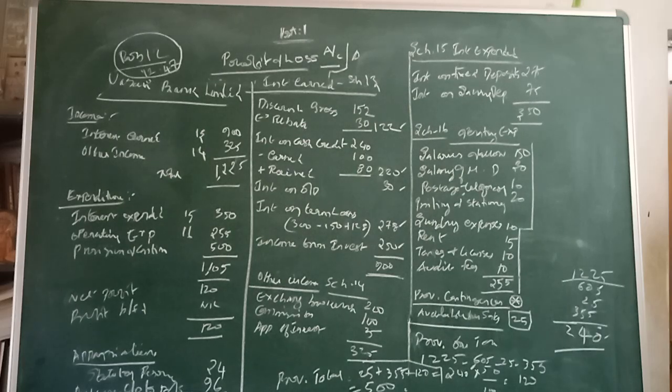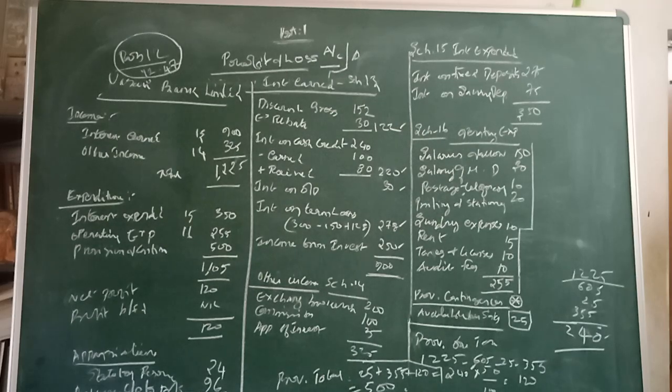So first we have to prepare the individual schedules, that is schedule number 13, 14, like that. After the individual schedules, we have to prepare the main part of the statement, the income statement. Right? First we take interest on bank loan, 300 rupees. That interest, the bank has provided the term loan.